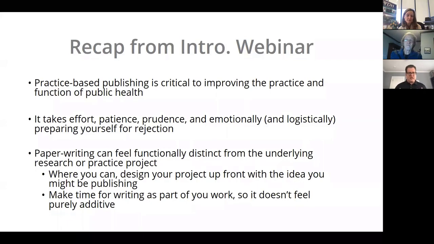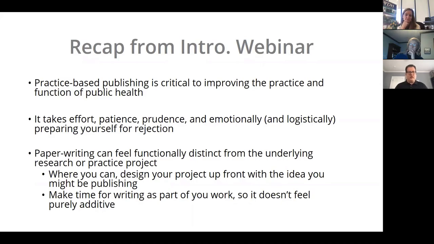So paper writing can feel very functionally distinct from your underlying work. So you really need to think through getting from a conception of an idea to what it would look like on paper.